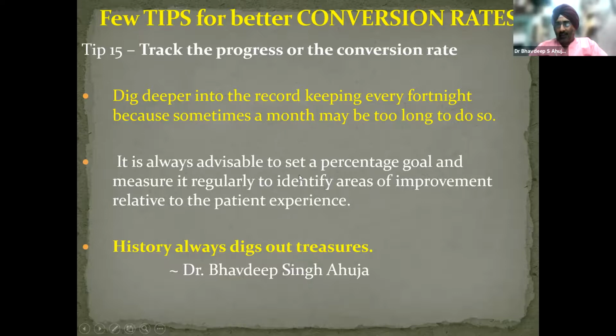It's never too bad. If you're starting from 40 out of 100, I don't mind that. But the next month should not be 39. It should be at least 42. That is what I want. Again, a quote for this: history always digs out treasures. If you believe and you are doing proper record keeping, analyzing it, that is the way to actually grow.